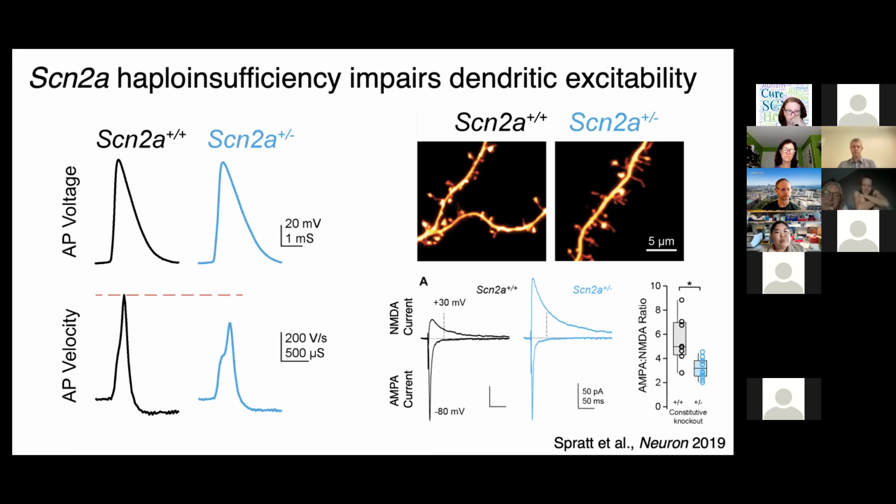And we can take the ratio of the amount of current that flows through each type of receptor, which we call the AMPA to NMDA ratio, and we use that as a quantitative measure for the maturity of the spine.